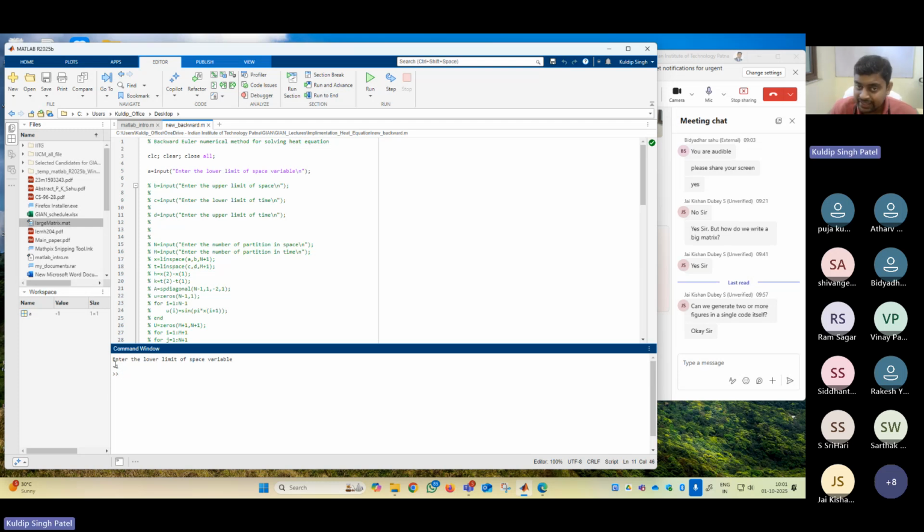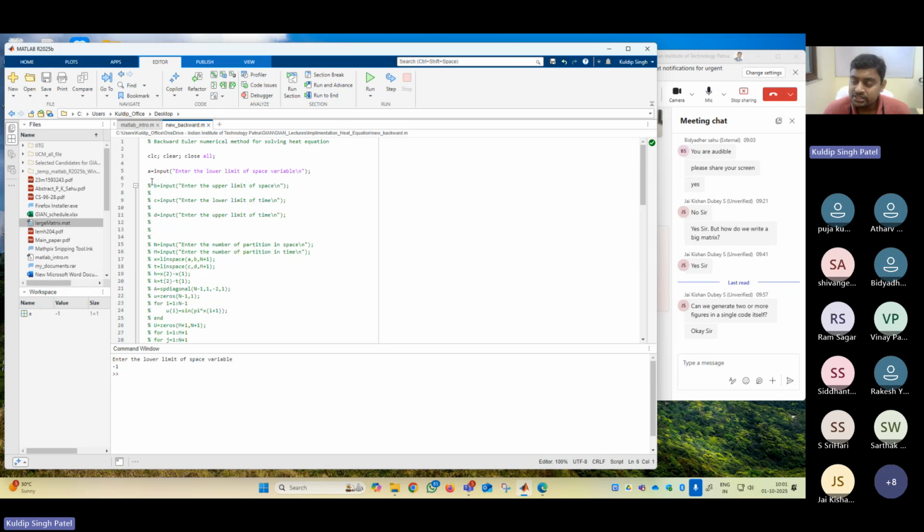So did everyone realize I've used the input command instead of giving the value 0 directly? This input command is more general. Whosoever wants to use this code can use it. I hope I'm clear till here. Right, everyone?